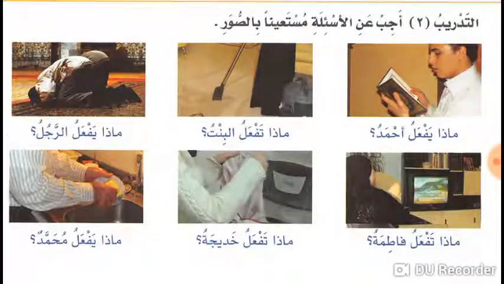Correct. Then second exercise: Ajib anil asila mustaiinan bis-suwar. Mustaiinan means using. He is saying you to answer the following questions using the picture. So, Miss Luma, in the first picture, you will ask. Okay, sir. Maza yafalu Ahmad? What is Ahmad doing? Ya is used for the third person. So, what is Ahmad doing? Ahmad yaqra'ul Quran.